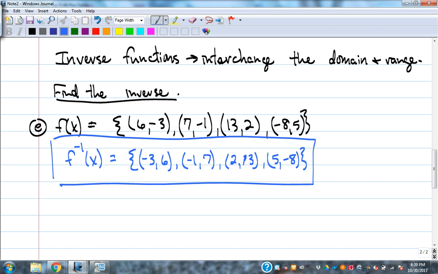Got to be 1-to-1 to find an inverse function. Inverse functions always swap x and y. It's got to be a 1-to-1 function for you to find the inverse function, though. So that always has to be 1-to-1 to have an inverse function. Yes, ma'am. That's true. All right.